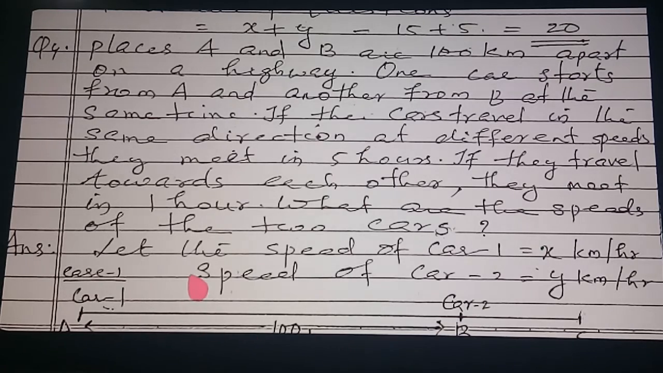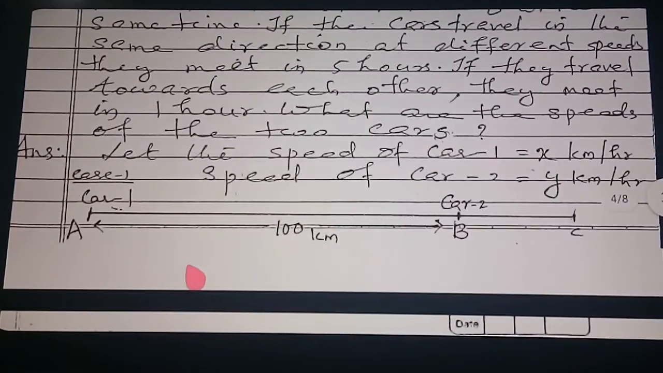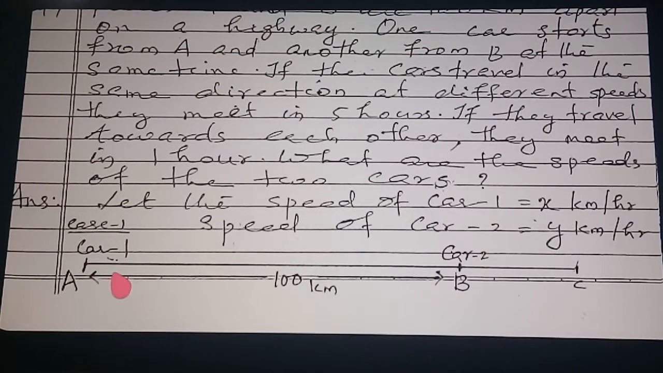See, I have drawn the diagram below. See the diagram. Both the cars are traveling in the same direction. The first car is starting from A, the second car is starting from B, and both are starting at the same time. Time is the same, but they are starting from different positions. Next point, see. If the cars travel in the same direction at different speeds, they meet in 5 hours. That is, A is starting from here and meeting here. B is also starting from here and meeting here after 5 hours.